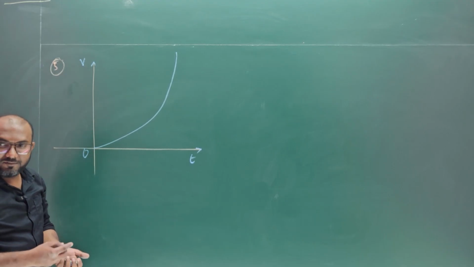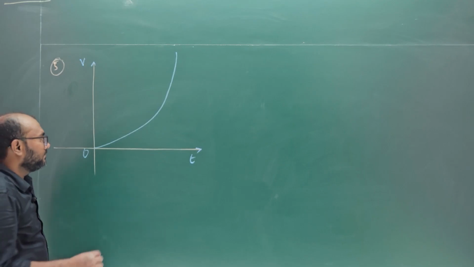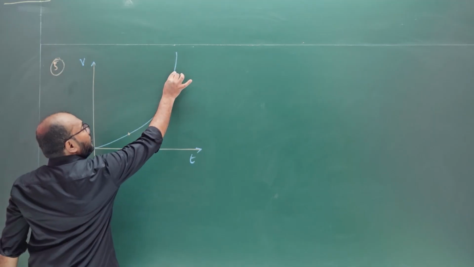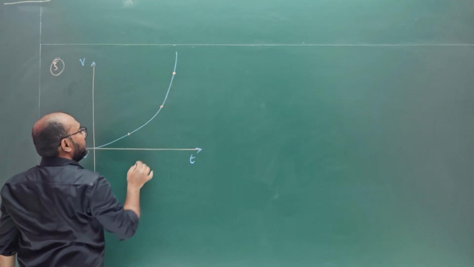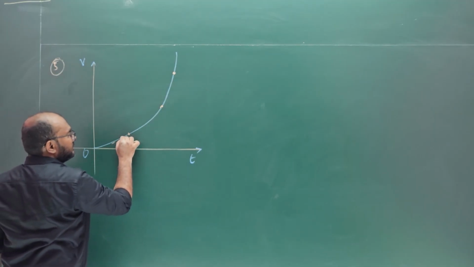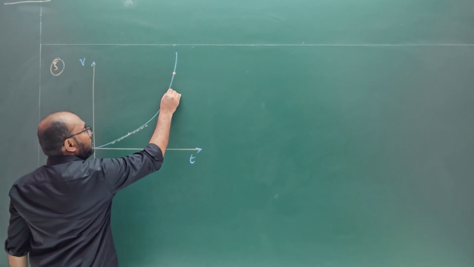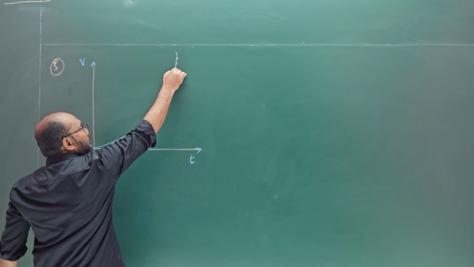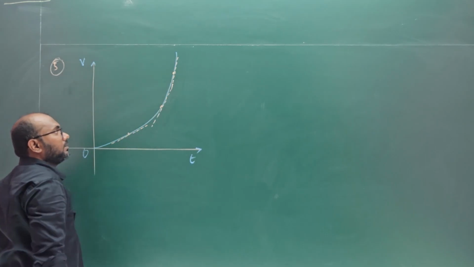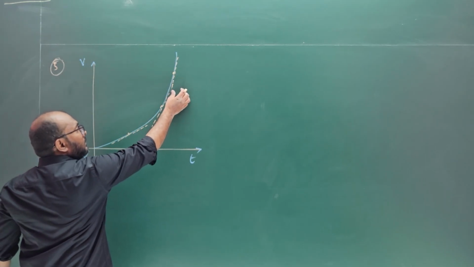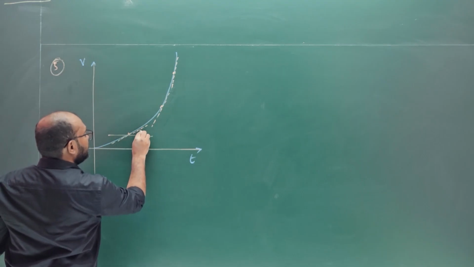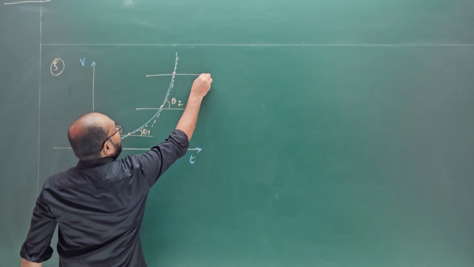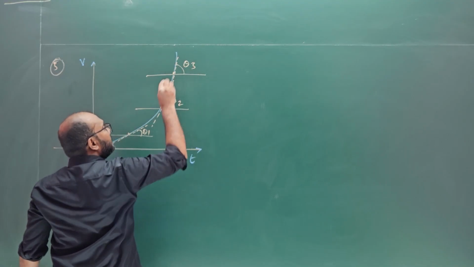Before commenting anything, we have to select what? A few points. Let's say over here is the first point, over here is the second point, over here is the third point. Drawing the what? Tangents. So drawing the tangents. Then can I say that this is your theta 1, this is your theta 2, this is your theta 3?